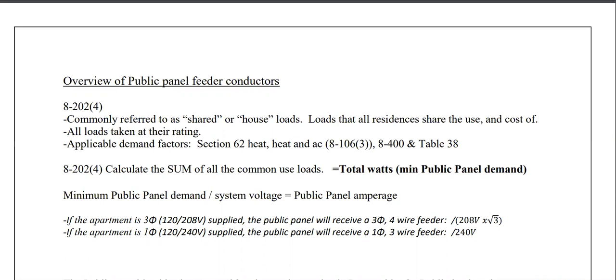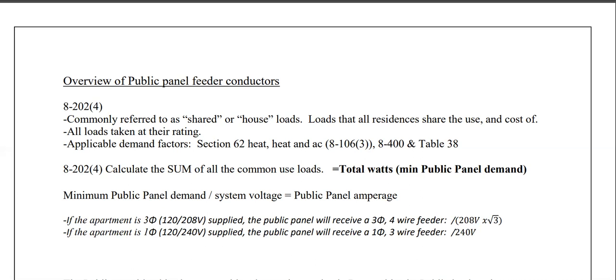So section 62, the heat and AC, 8106 subrule 3, 8400, table 38 for electric vehicle chargers. If the objects that we've just identified there are in the common space and paid for by everyone, they're under 8202 subrule 4. All we do here is calculate the sum of all the common use loads, total watts. The minimum public panel demand divided by the system voltage equals the public panel amperage.